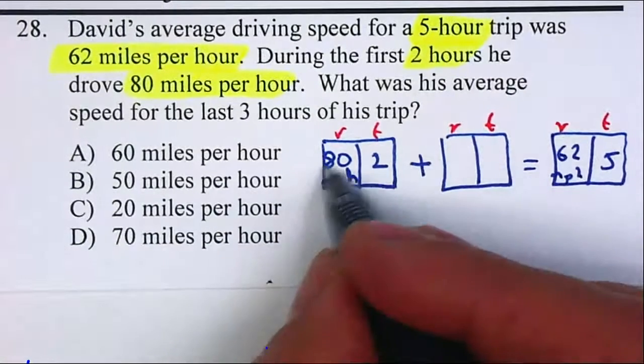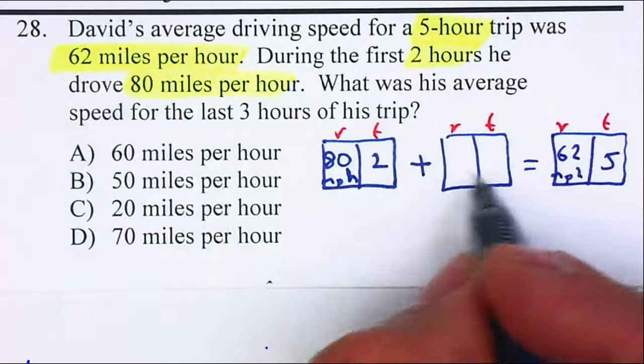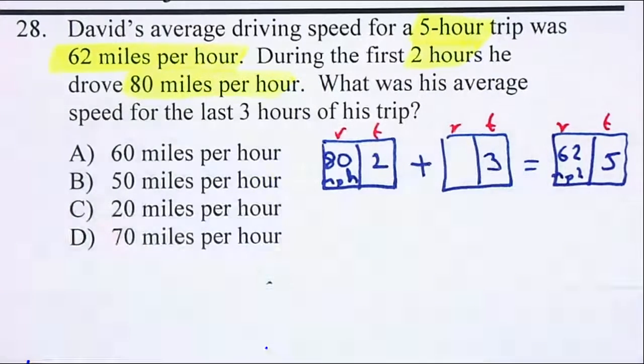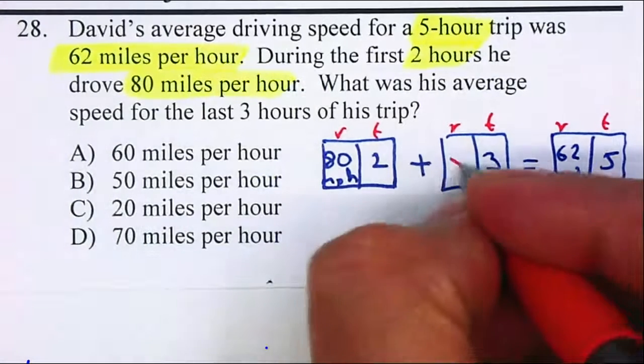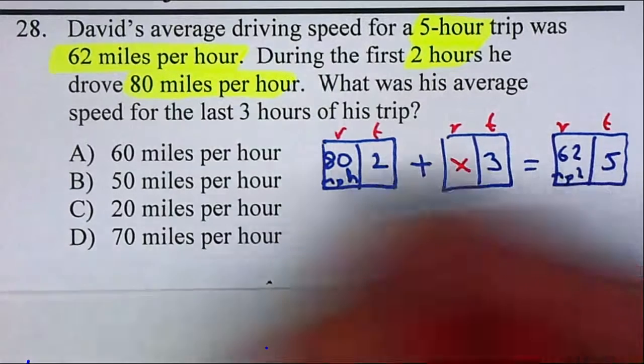Now I know that the second part he drove for 3 hours. Do we know the speed? How fast he was going? No. We know that it has to be lower than 62, right? So it's not D.